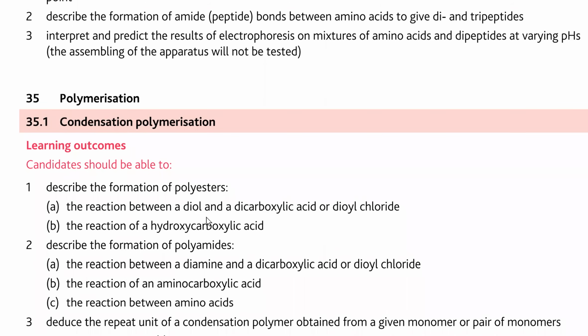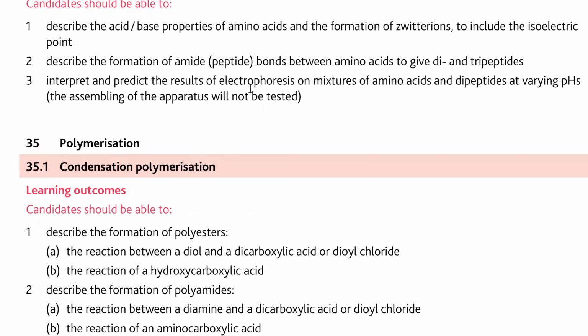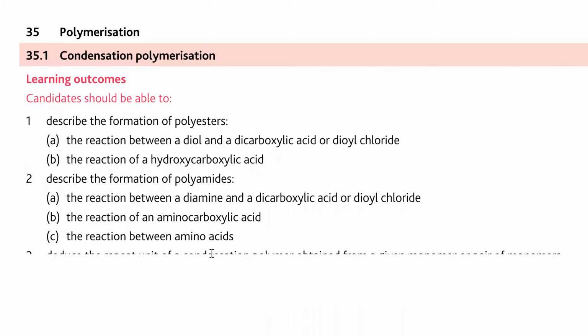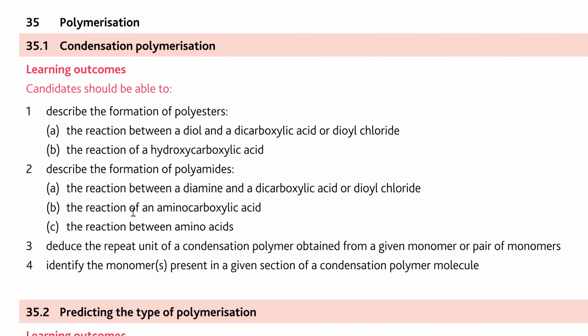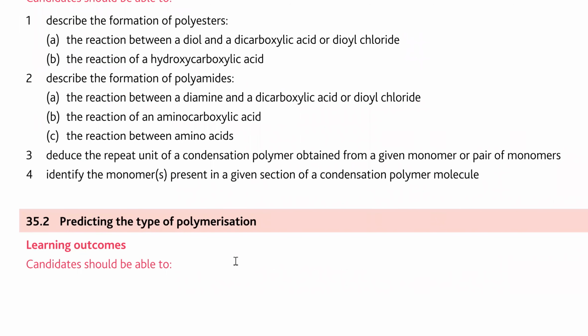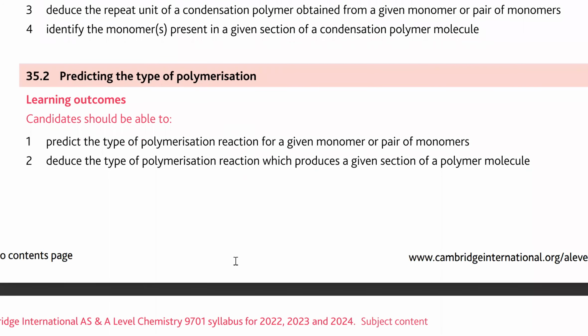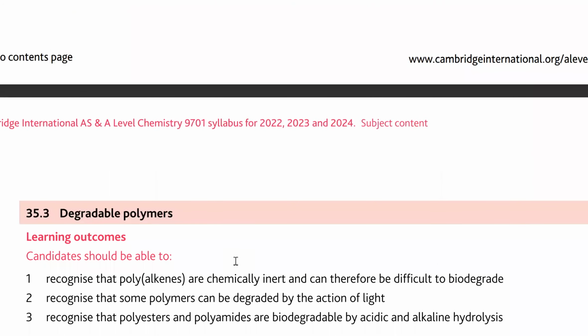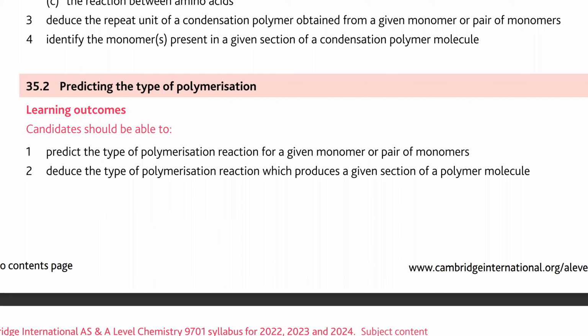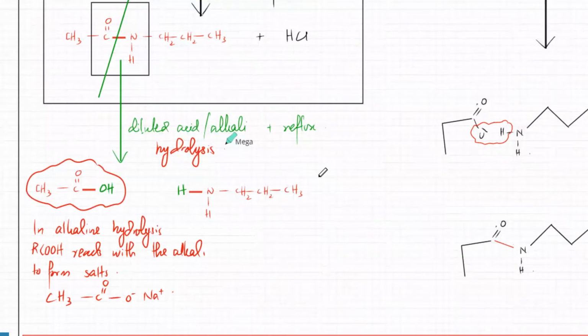Now this is about polymerization, and condensation polymerization. We're not going to talk about electrophoresis yet. So we're going to do polyamides and polyesters and condensation polymers and predicting the type of polymerization. So that's degradable polymers. So let's start with polymerization.